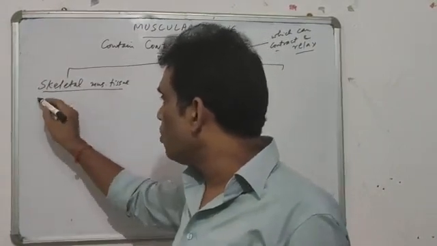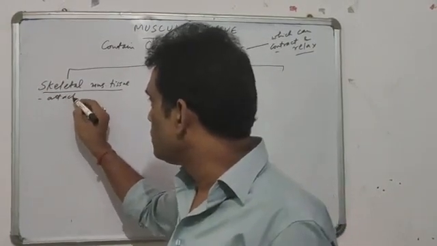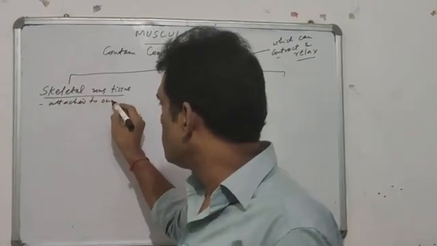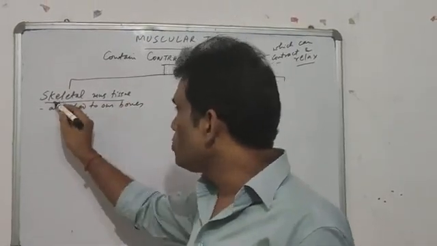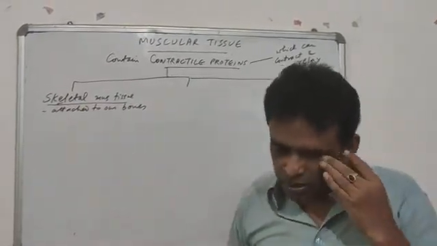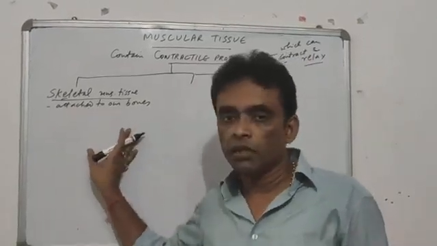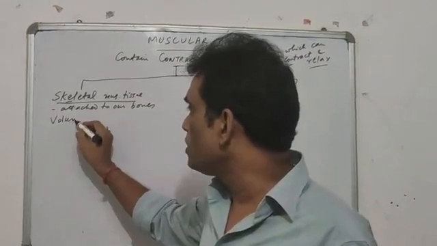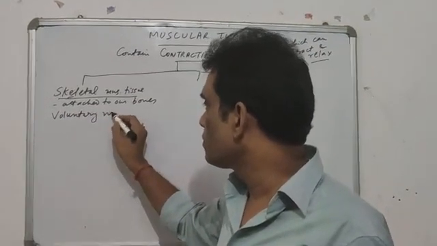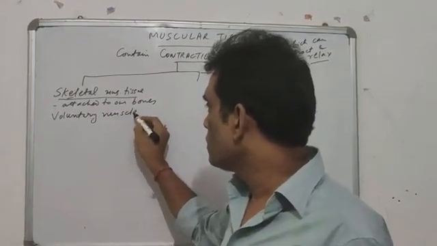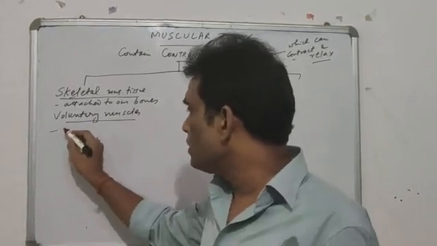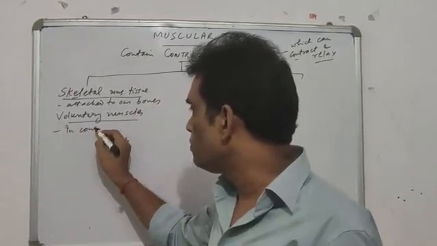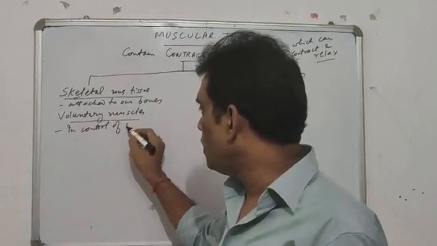Skeletal because they are always attached to our bones. Bones means skeleton. Because the muscles are attached to the bones, they are called skeletal muscles. They are also called voluntary muscles. Voluntary muscles because they are in control of our will.